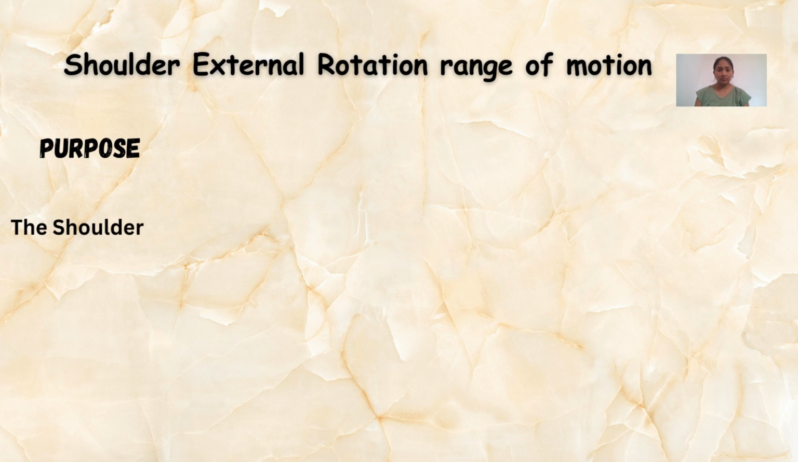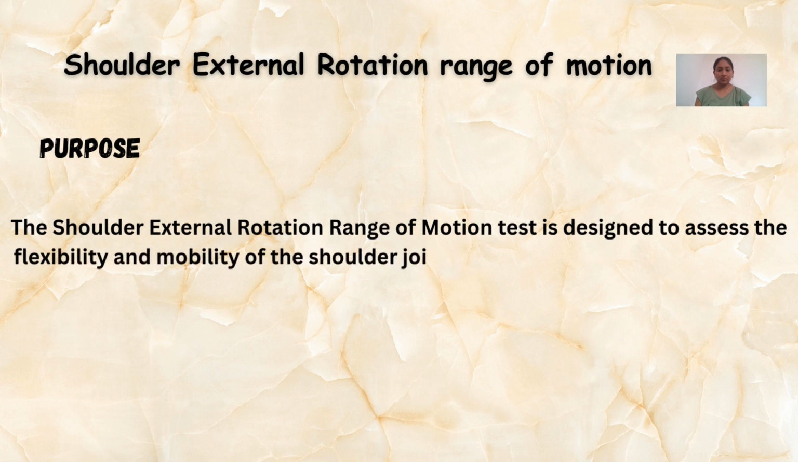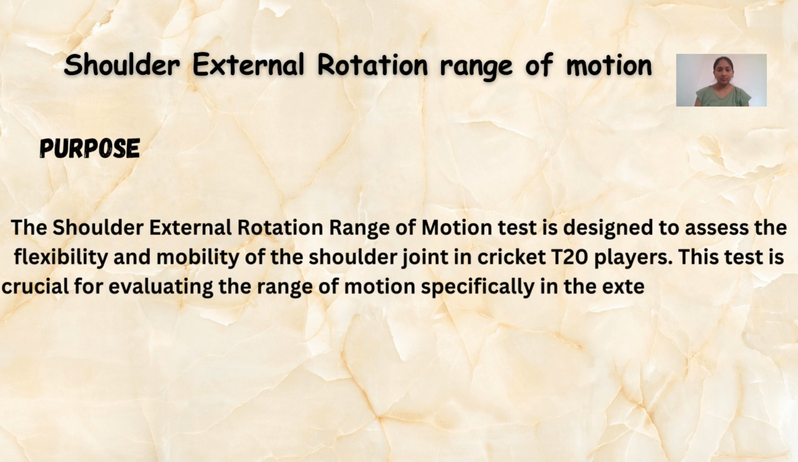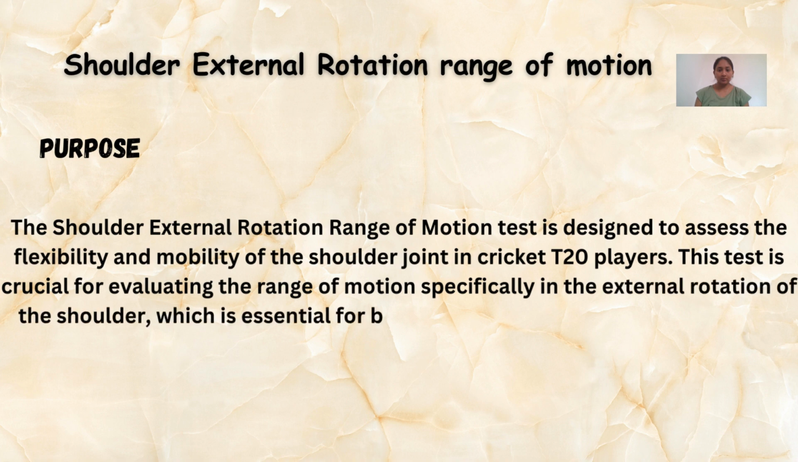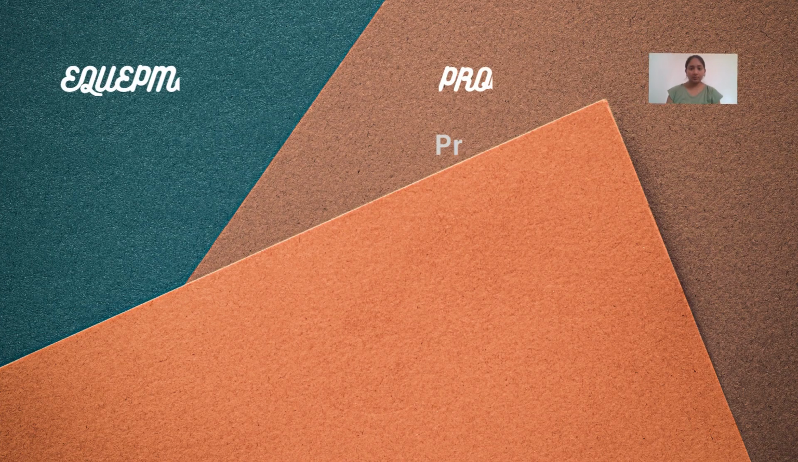Shoulder external rotation range of motion for cricket T20 players. The purpose of this test: the shoulder external rotation range of motion test is designed to assess the flexibility and mobility of the shoulder joint in cricket T20 players. This test is crucial for evaluating the range of motion, specifically in the external rotation of the shoulder, which is essential for bowling, throwing, and fielding actions in cricket.